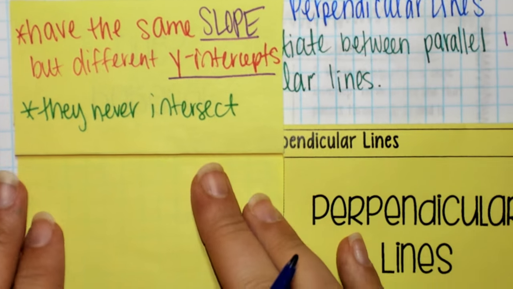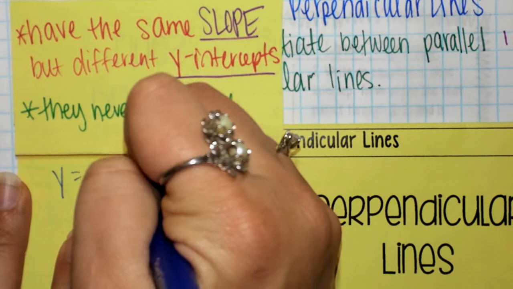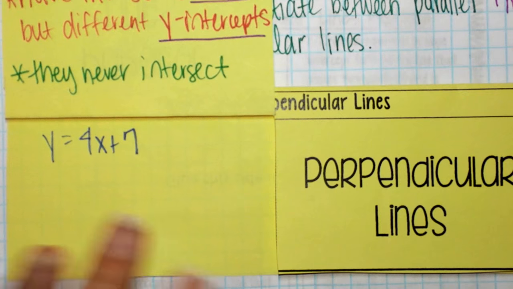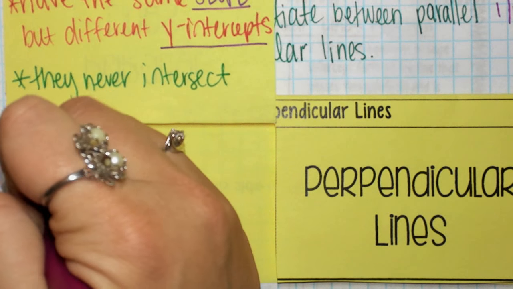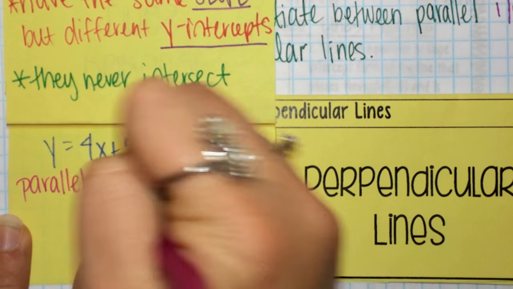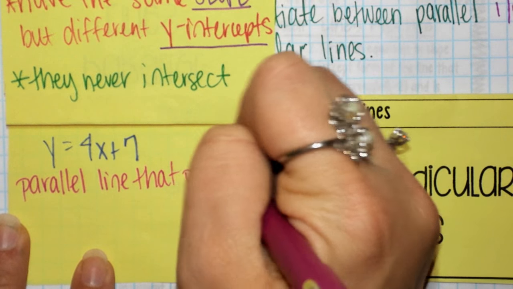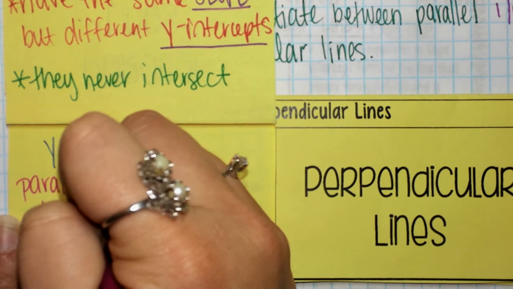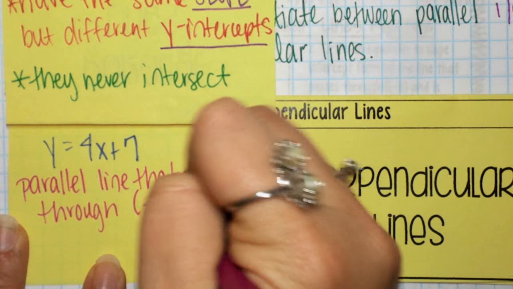Alright, so if we have a line that says y equals 4x plus 7. Alright, so this is our first line. y equals 4x plus 7. I want the parallel line that passes through -4, 6.